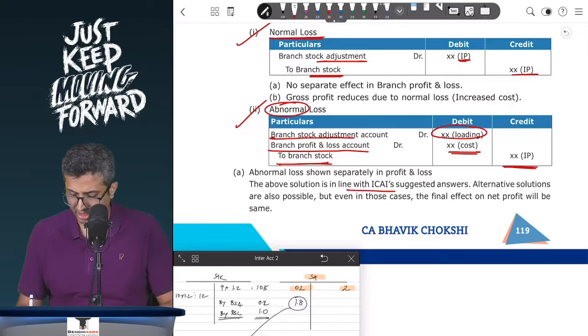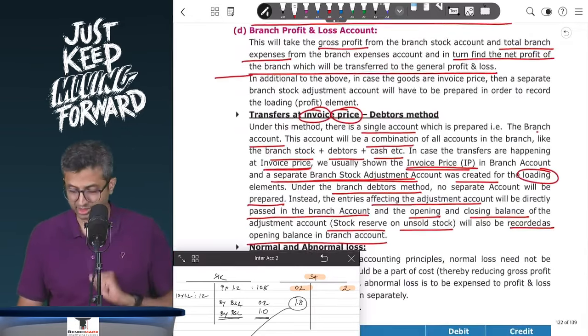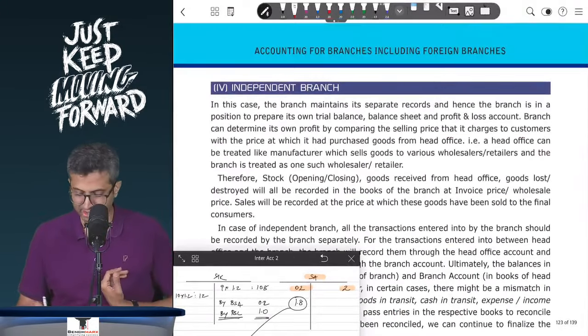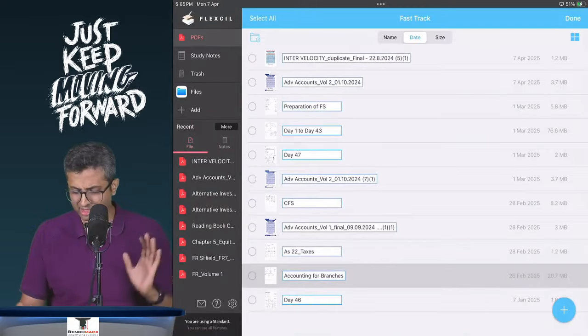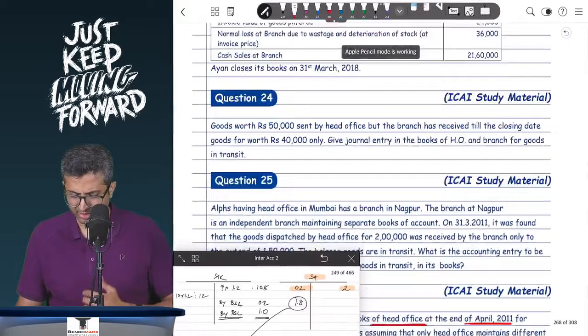The above solution is in line with ICAI's answers. Alternative solutions are also possible, but we would prefer you do this because it is in line with the institute solutions. The alternative presentations in certain cases might actually jump up. So to better understand it, we will do a sum or a couple of problems, so you will understand this better.